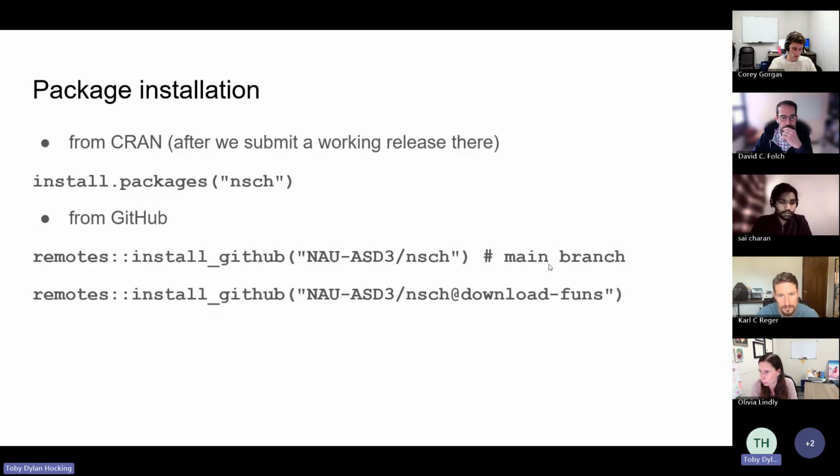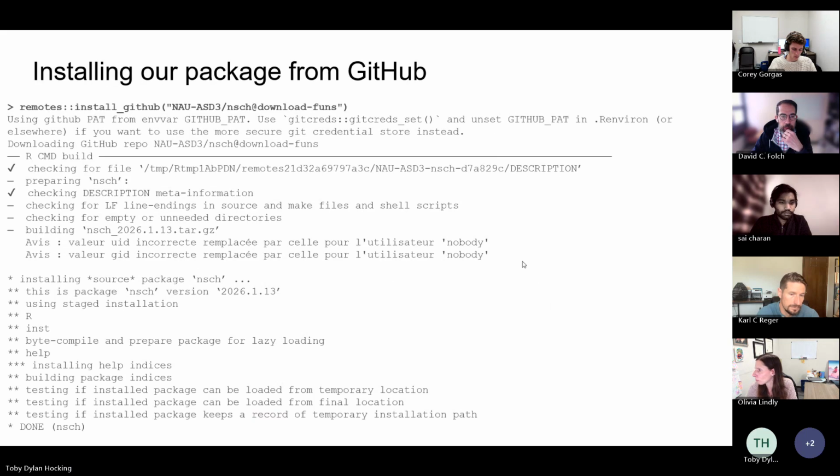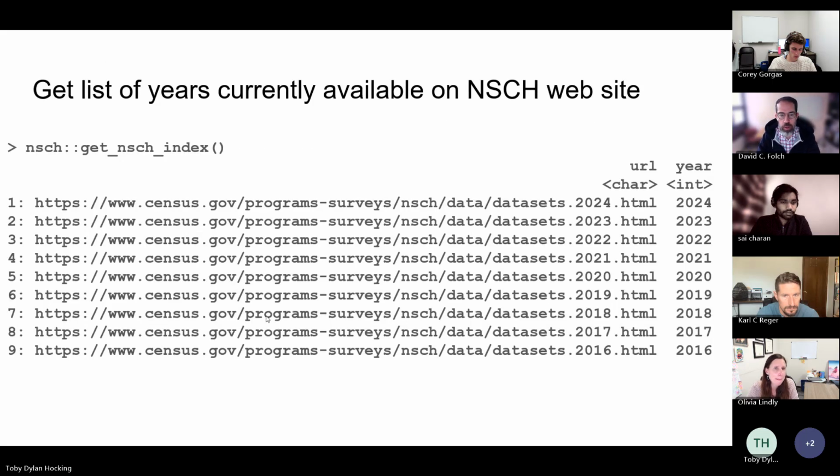install_github here if you wanted to install from the main branch, but there's nothing on the main branch right now. So here, if you want to actually install anything, you have to do this @download-funds, which means to download from the download-funds branch where I have pushed some code. And if you do that, you get some output like this, which shows that you would be installing the package on your computer.